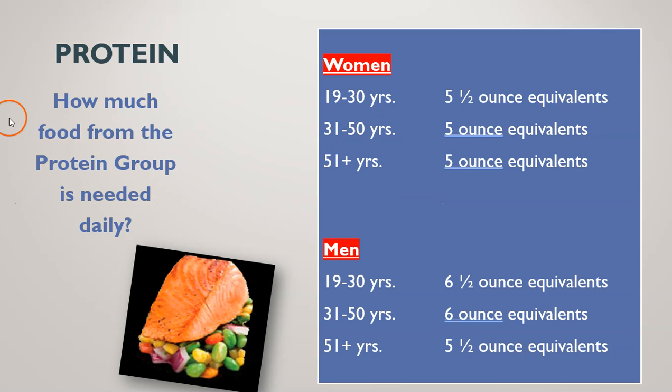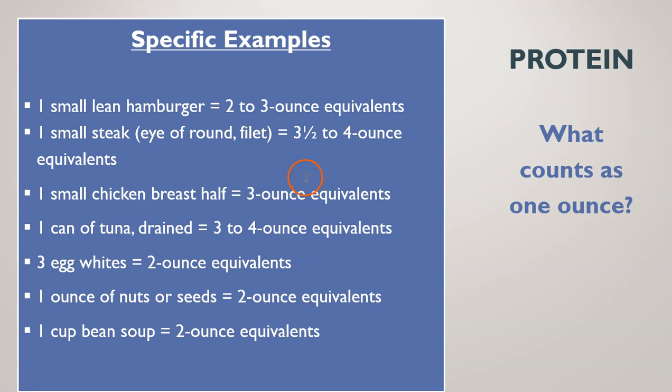So, wow, if you go back over here, with that small lean hamburger, it's saying you're about halfway there in terms of meeting your minimum servings per day. So it doesn't take a whole lot to actually get there. One small chicken breast, that's considered half of your minimum. And you can look through this on your own. You're getting an idea of steak. 1 can of tuna drained, that's considered 3 to 4.